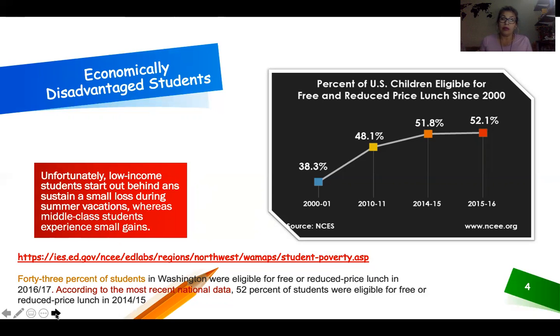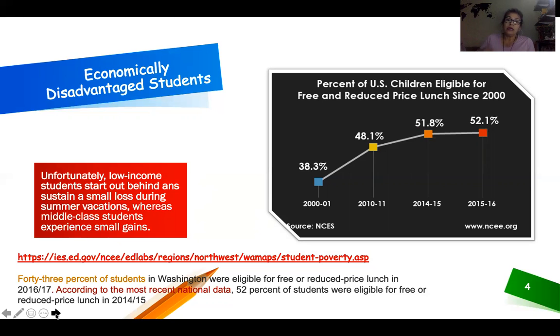We have to have empathy for those children because we don't know what they suffer at home. We don't know what they're going through. So when you're teaching in a school with low-income students, be careful and be aware that they try their best.